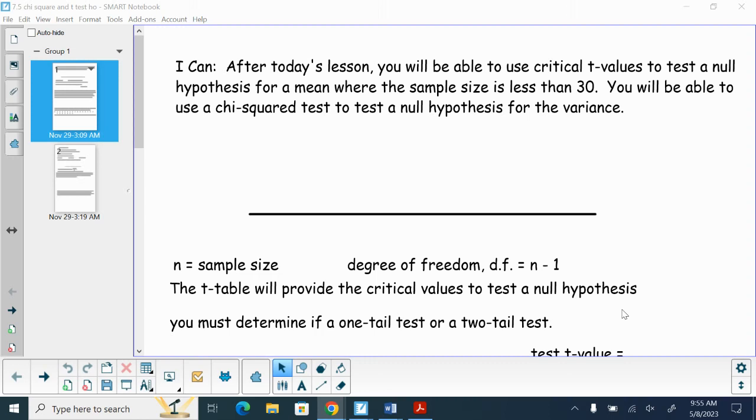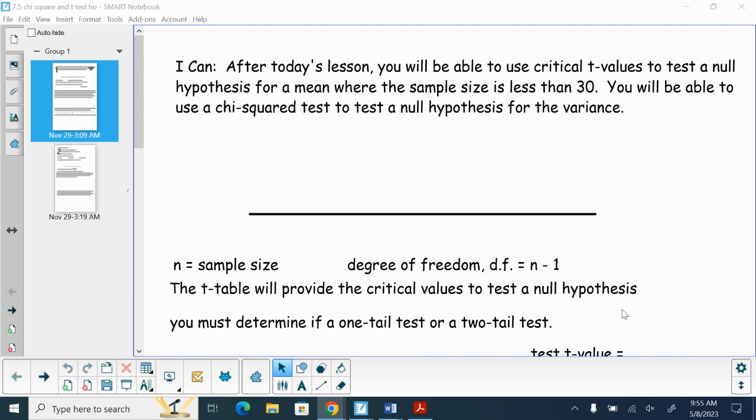We will continue to work with hypothesis testing, but today we're going to decrease the sample size. Up till now, we have dealt with hypothesis testing where our sample size has been greater than 30. Just like with confidence intervals, where our sample size is greater than 30, we had our z-value in our t-table that we could utilize to find those critical values.